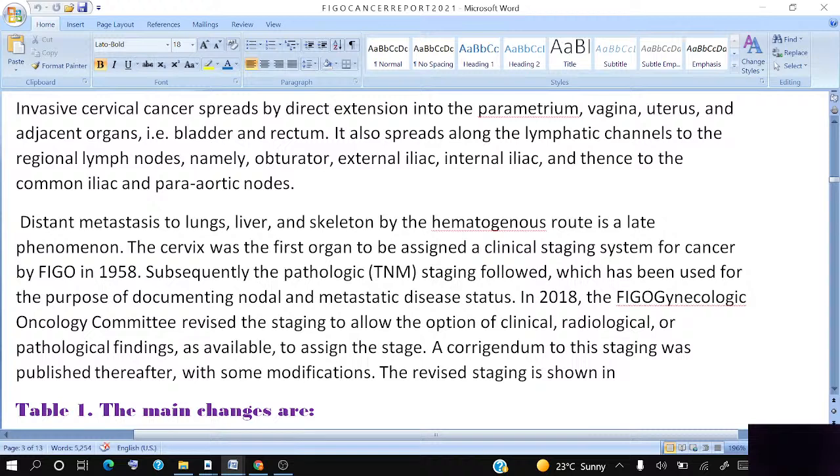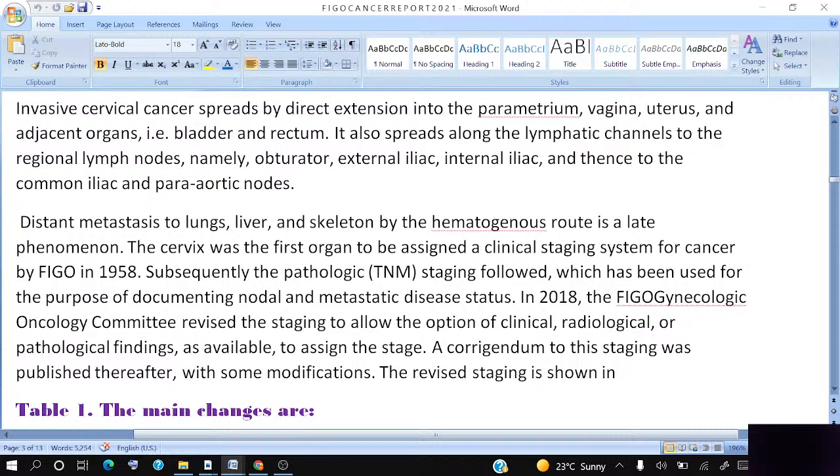This is shown from the figure, 1952. This is very old. Subsequently, the pathological tumor, necrotic metastasis staging followed, which has been used for the purpose of documenting nodular metastasis disease status.